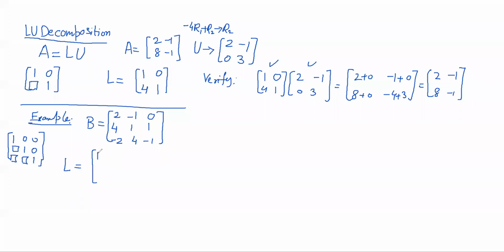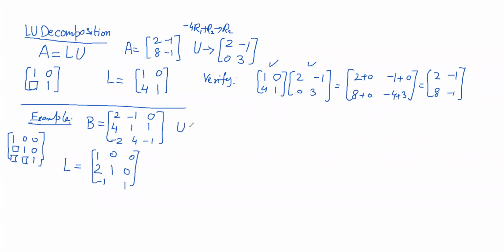So 2 divided by 2 is 1. 4 divided by 2 is 2. Minus 2 divided by 2 is minus 1. So we have got the first column's numbers. And the others, we already know that these are 0, 0, and 0. And 1 will be over here. So we just need to find one more number for this lower triangular matrix over here.